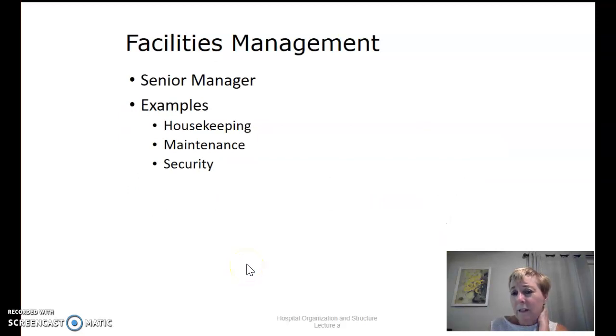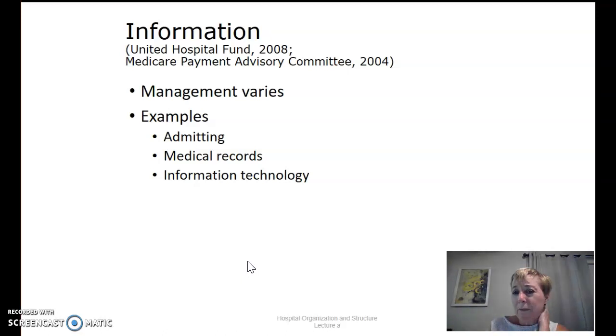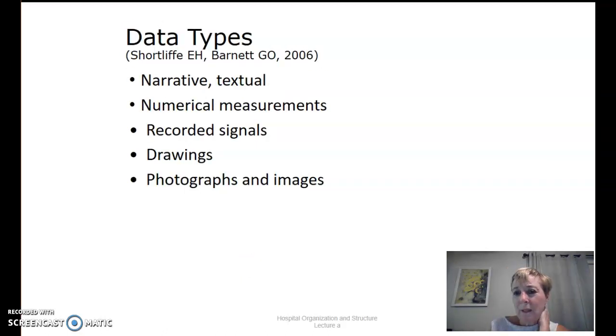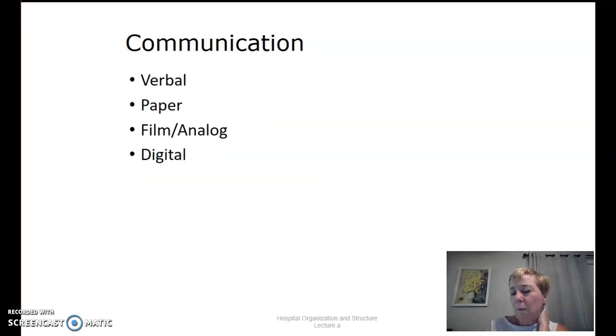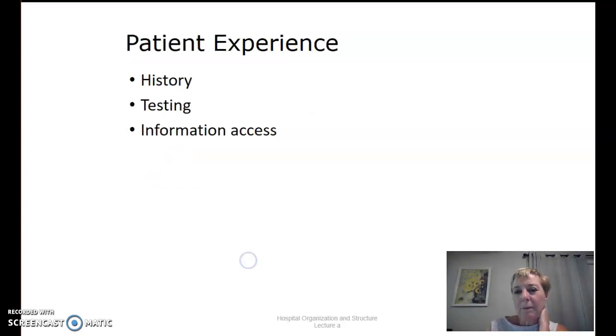Then you have facilities management services. And then you have information management services. So this is where we fit in. And then they talk about the different kind of data types that all personnel work with. Paper records, measurements, recorded signals, drawings, photographs, and images. Different ways we communicate in the hospital. Different types of patient experience.